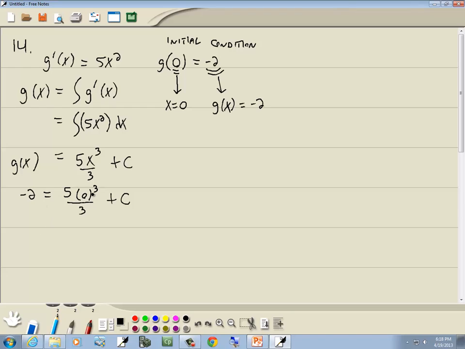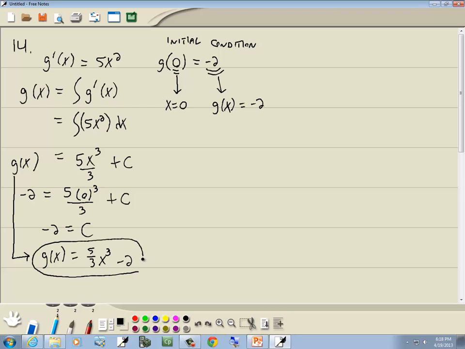Well, this one's really easy. 0 to the third is 0. 0 times 5 is 0. 0 divided by 3 is 0, so that drops away. So we get c is equal to negative 2. So this g of x right here now becomes g of x is equal to 5/3 x to the third, and we now know what c is, so I'll put that in, so minus 2. And that's our answer. And that's how we use the initial condition to help us find out what c is.